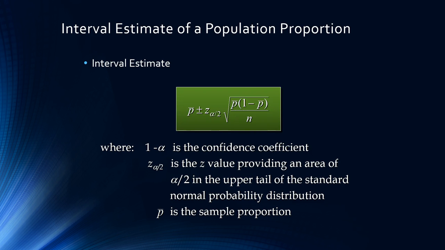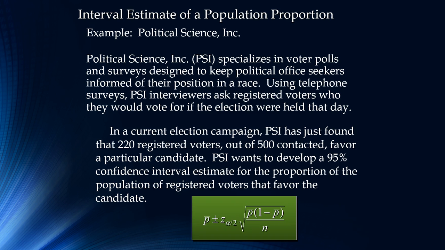Let's do a sample problem, and I hope it'll make things clear for you. So let's say our Political Science Incorporated, PSI, specializes in voter polls and surveys designed to keep political office seekers informed of their position in a race. Using telephone surveys, PSI interviewers asked registered voters who they would vote for if the election were held today. So in a current election campaign, PSI has just found that 220 registered voters out of 500 contacted favor a particular candidate. PSI wants to develop a 95% confidence interval estimate for the proportion of the population of registered voters that favor that particular candidate.